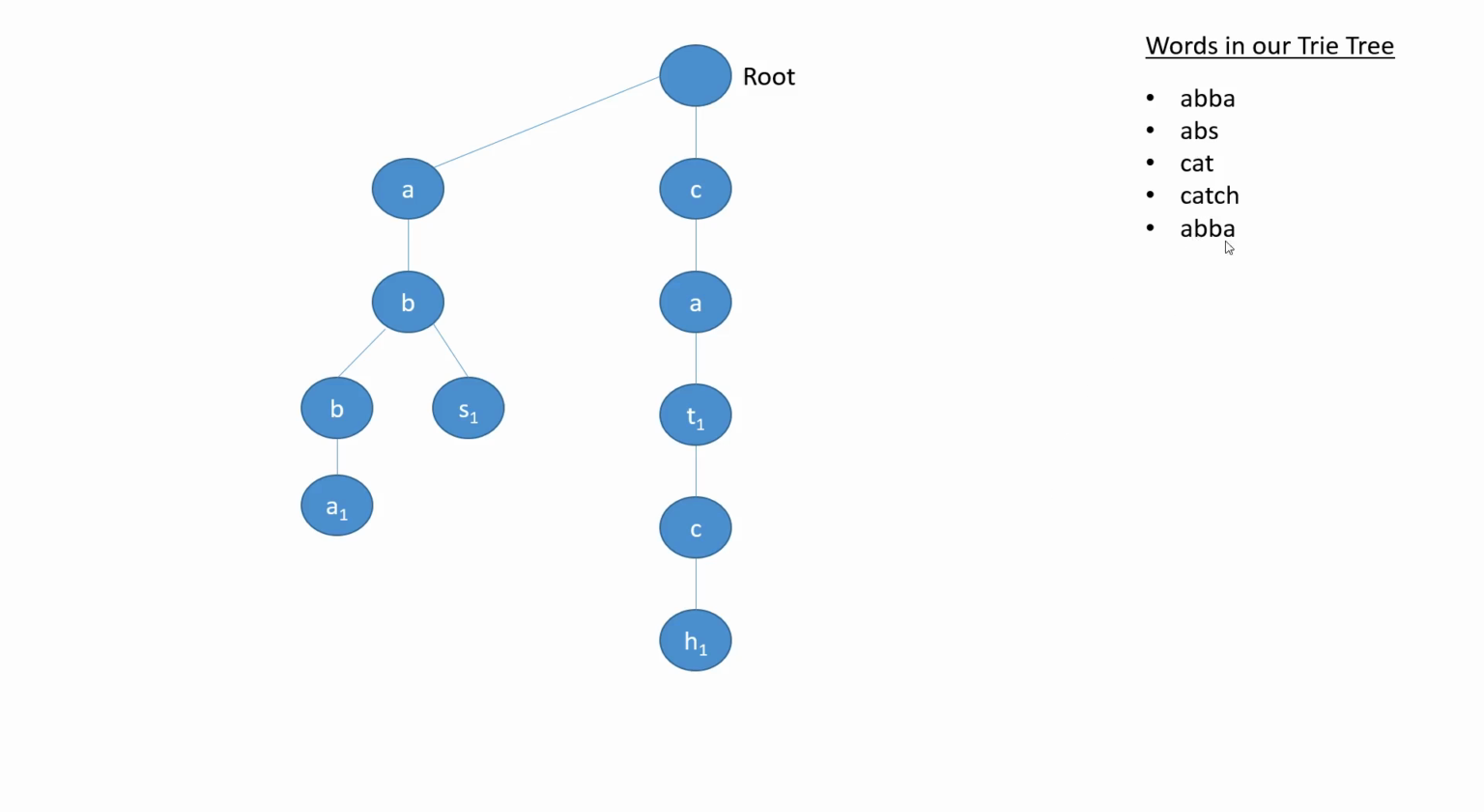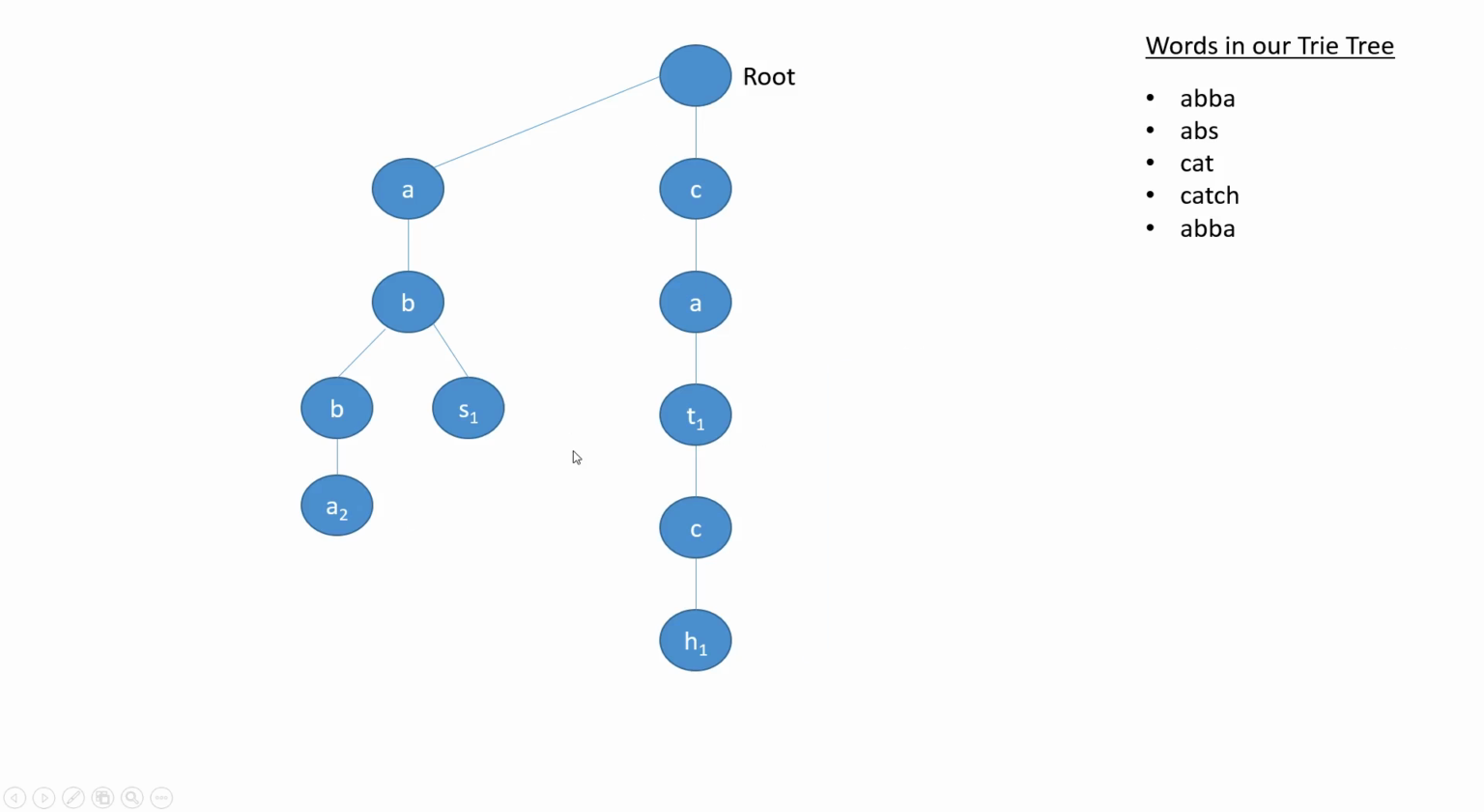So now we have ABBA. So we'll do the first character, A, already in our trie, so we'll move on to the next character, B. B already exists under A. Next character, B, already exists under the other B. A already exists as a child of B. It is the last node, the last character in this word, so we'll go ahead and increment it from 1 to 2. And now we have 5 words. One word is in there twice.